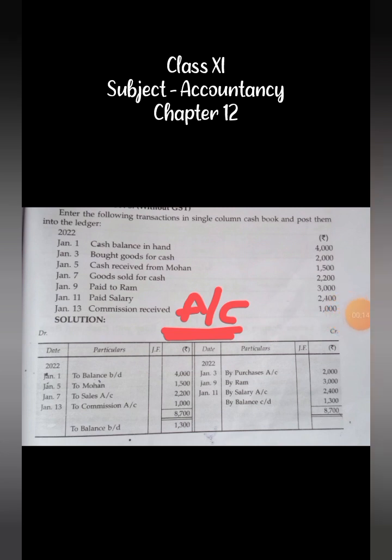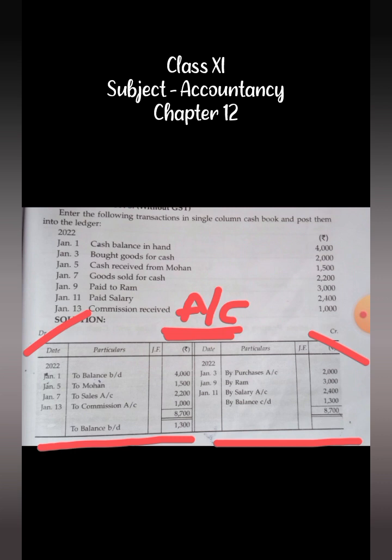With the help of this example, we will understand the format of the ledger account and the posting of the ledger account. A ledger account has two sides, the debit side and the credit side. Both sides have the same columns: date, particulars, general folio and amount. This is the format of the ledger.